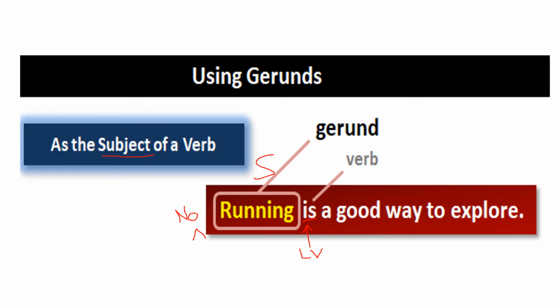And if I say, what is a good way to explore? Running is a good way to explore. So it is the subject. It's what is, running is. So it's doing the action and therefore it's a subject. It's used as a noun and therefore it has to be a gerund. Right. Okay. Let's move on to the next one.